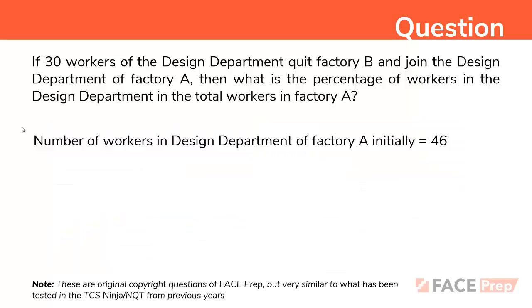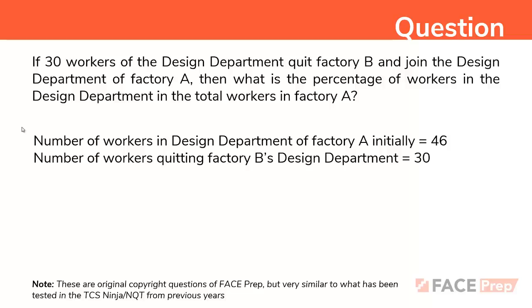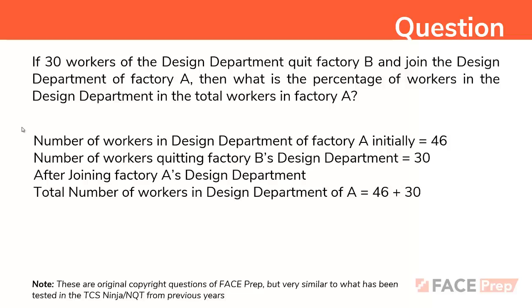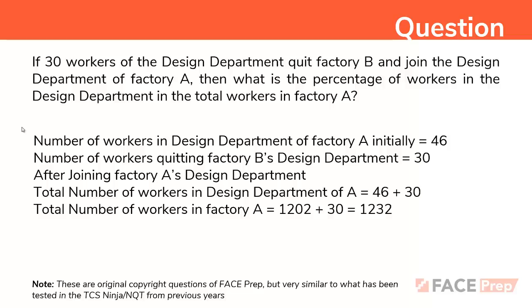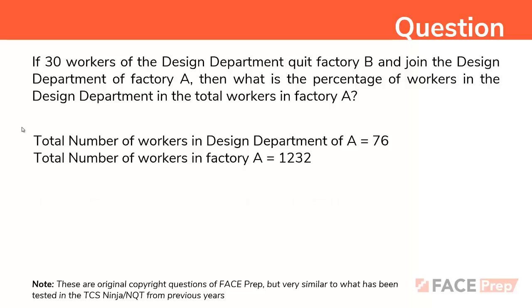Let us figure out what will be the scenario. Initially, there will be 46. Then the workers in design department will be how much? How many? 30. After joining ACE, design department will become 46 plus 30. Also, total number of workers in factory A, including all the departments, will now become 1202 plus 30, which is nothing but 1232.